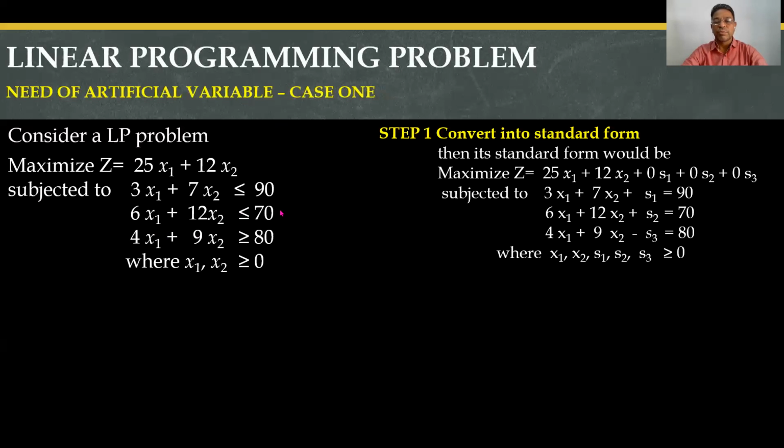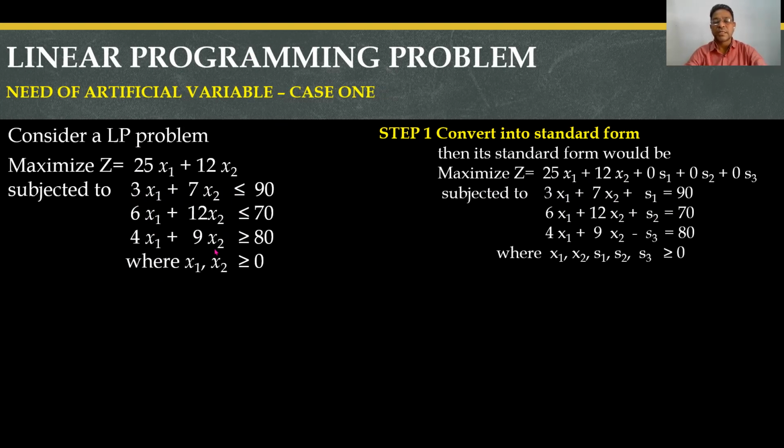So we'll convert the given problem into standard form, and its standard form will be like this. Maximize z = 25x1 + 12x2 subject to the first constraint 3x1 + 7x2, which will be written as 3x1 + 7x2 + s1, because the left hand side is less, so plus s1 = 90. The second constraint will also be written in a similar manner, 6x1 + 12x2 + s2 = 70.